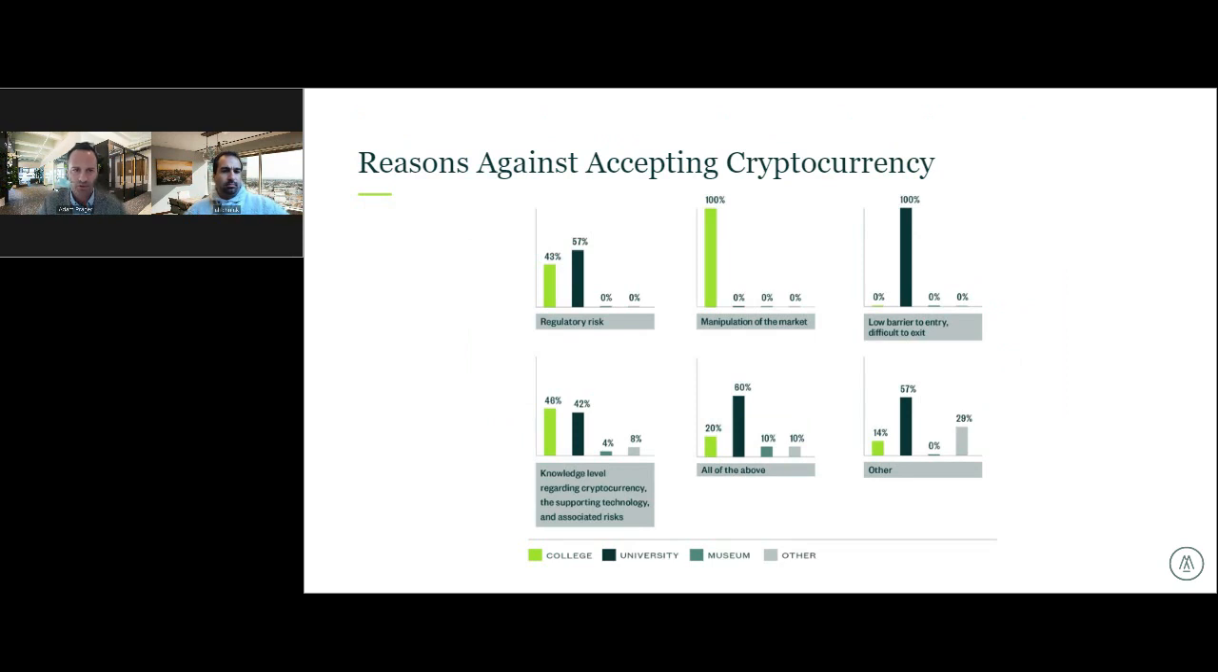In terms of reasons for not accepting cryptocurrency, importantly, this was a multiple-choice question, so the numbers can add up to more than 100%. Certainly some people responded with regulatory risk, manipulation issues, and low barrier to entry, difficult to exit issues. But it did seem that the knowledge level around cryptocurrency was definitely a deciding factor. It doesn't show on this slide, but this was a large share of respondents here.